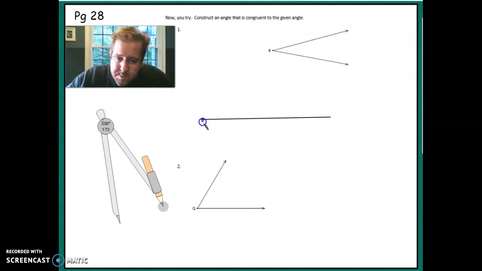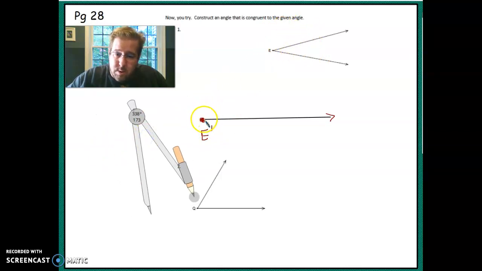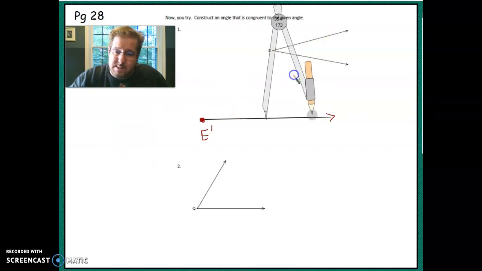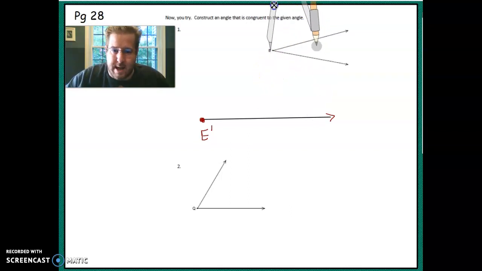Now, the first thing I'm going to do is start off with a ray. And this ray is going to have an endpoint, obviously, and that endpoint is going to be my vertex. So this is going to be my E prime, right? And I'm going to try to copy this angle right here. So by the end, it's going to look something like this. But if you do that, you're going to get no credit because it clearly looks like you just guessed. And the whole point of geometry, and I know this is one of the first things that we do, but the whole point of this activity is to get the understanding of how to prove things, how to prove that it's an exact copy.